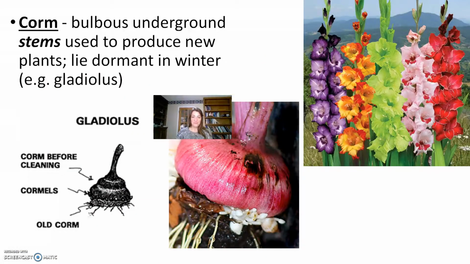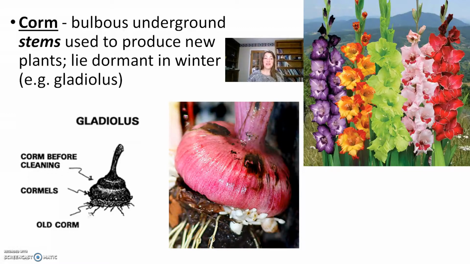Now a corm. A corm is a bulbous underground stem. It's used to produce new plants, and these can lie dormant in the winter. So the gladiolus, these flowers over here, have these corms. It's kind of interesting. You have the corm before cleaning, so when you do it for winter, you cut it off, and then these are the old corms. They develop these new bulbous stems on top of each other, but they're in the soil a little bit, resting on the ground and also on top. So they're very interesting, and it helps them to be a perennial for the coming years.